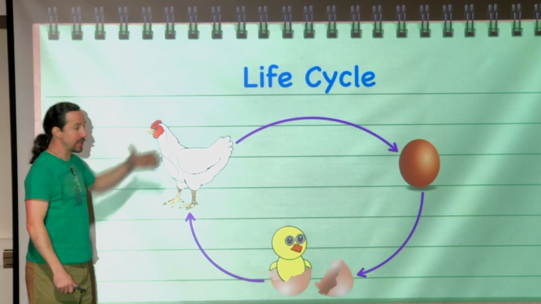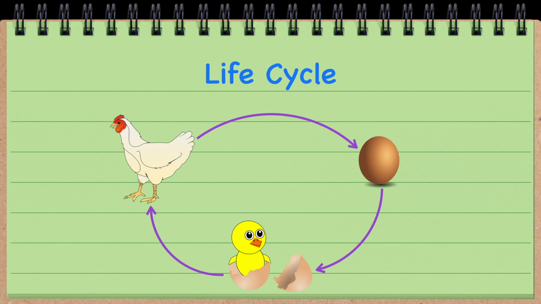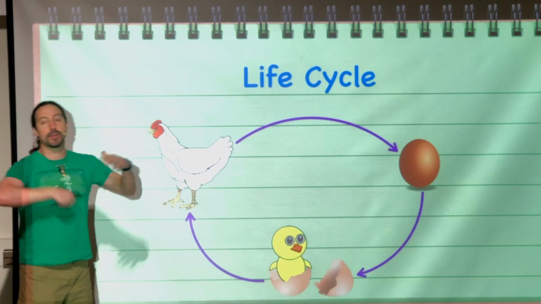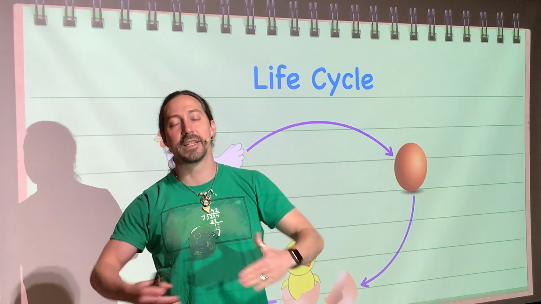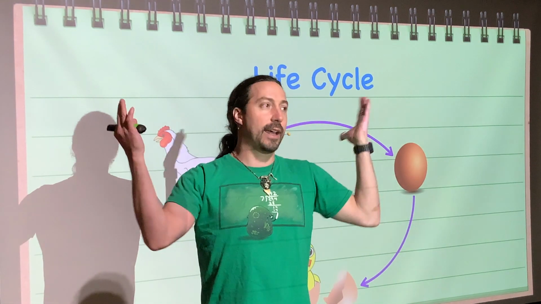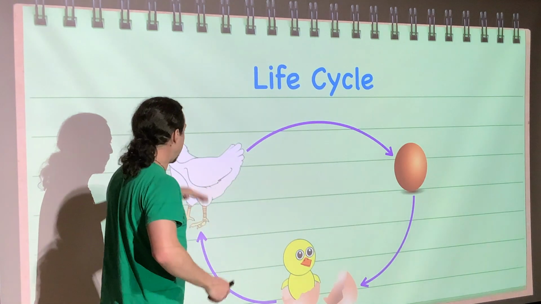And we can think about this in many different organisms. You could have a chicken, which lays an egg, which then hatches to be a chick, which grows up to be a chicken, which will lay an egg. And this goes on and on and on. And then that has the old question, which is, which came first, the chicken or the egg? And your guess is as good as mine.